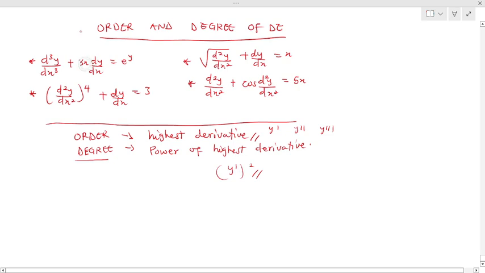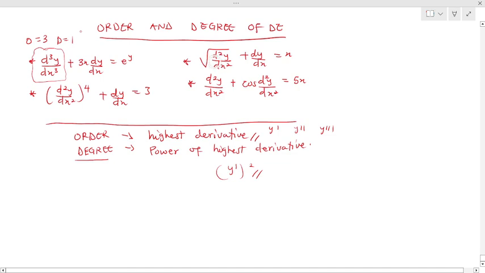Now let's get back to these examples for you to understand better. Let's take the very first one. I have d cubed y over dx cubed plus 3x multiplying dy over dx is equal to e to the power y. In this equation, I can identify my highest derivative to be d cubed y over dx cubed. Therefore, order is equal to 3. Then the degree: what is the power to which this derivative is raised? This derivative is raised to the power 1. It's just d cubed y. So order is 3, degree is 1.